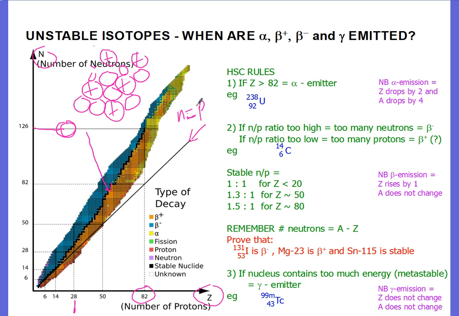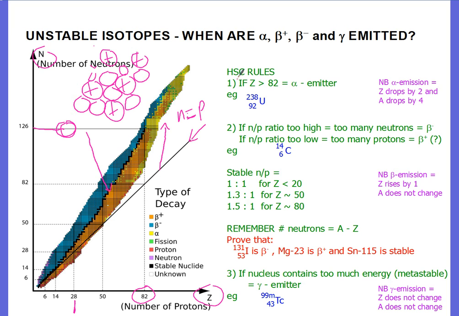You need 1 neutron for every proton. But as the atoms get more and more protons, there's more and more repulsion inside the nucleus, so you progressively need more neutrons to hold the nucleus together. Hence this line deviates away from the neutrons-equals-protons line. But what are the rules as far as the HSC is concerned for stable isotopes?